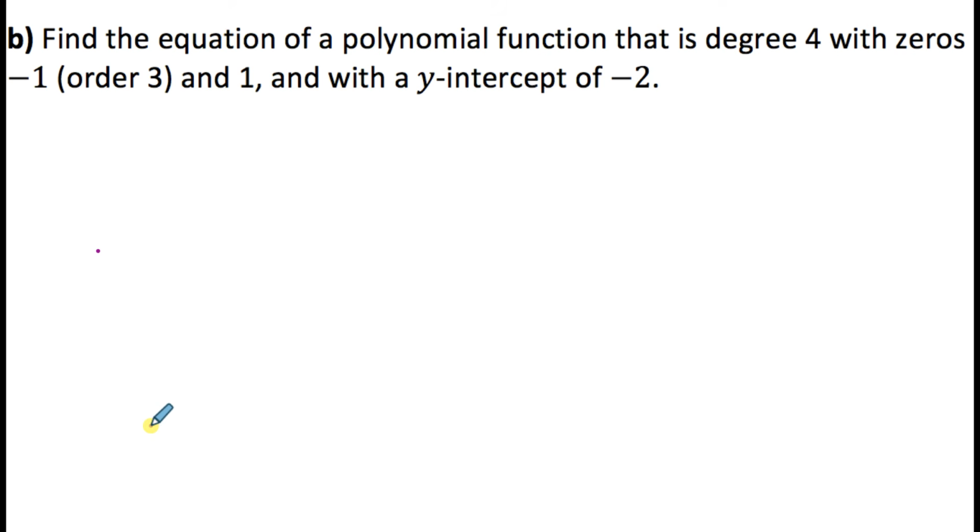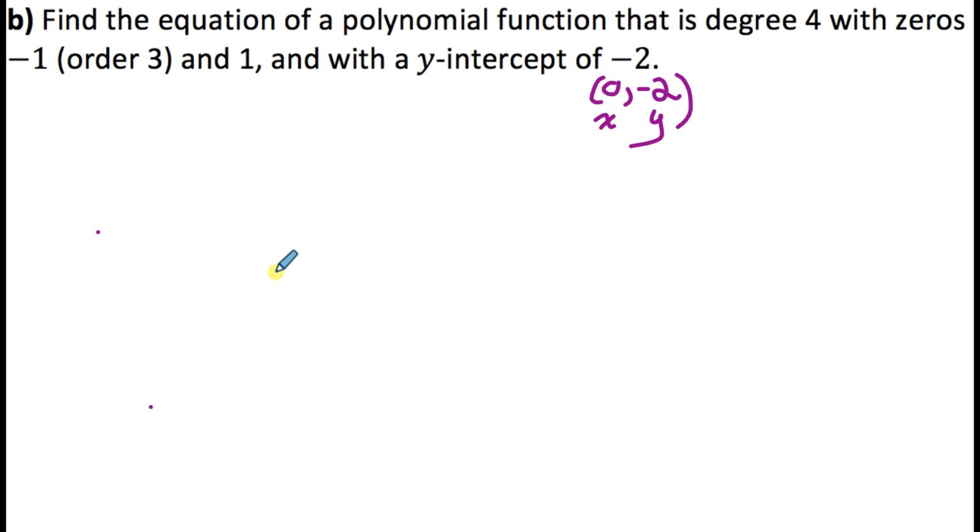It says find the equation of a polynomial function that is degree 4 with zeros, -1, order 3, and 1. So that must be order 1 if it's degree 4, right? The orders have to add up to the degree. So order 3, this x-intercept must be order 1. And there's a y-intercept of -2. Keep in mind that y-intercept is a point. It's the point 0, -2. So we have an xy point, and we have the x-intercepts.